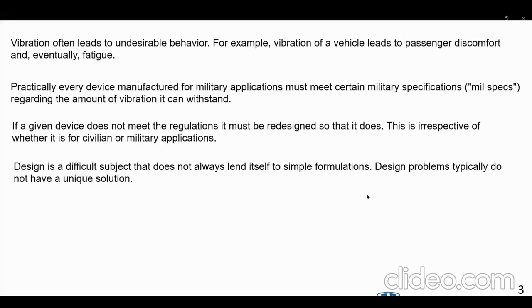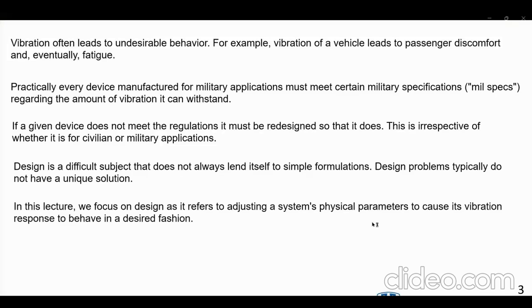Now, redesigning, or design in general, is not a straightforward and easy thing to do, because first of all, when you design, there may be many different solutions, and depending on your needs, you have to take the one that meets your needs or is optimal. It does not have a unique solution, and it's an iterative process. This is why designing products is not as easy as it sounds.